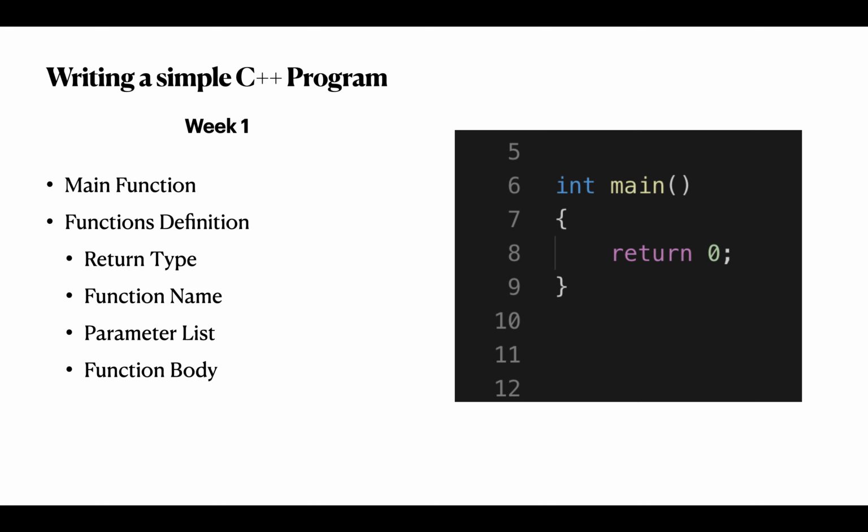Every C++ program contains one or more functions, one of which must be named main. The operating system runs a C++ program by calling main. Here is a simple version of main that does nothing but return a value to the operating system. A function definition has four elements: a return type, a function name, a parameter list, which could be empty, enclosed in parentheses, and a function body. Although main is special in some ways, we define main the same way we define any other function.